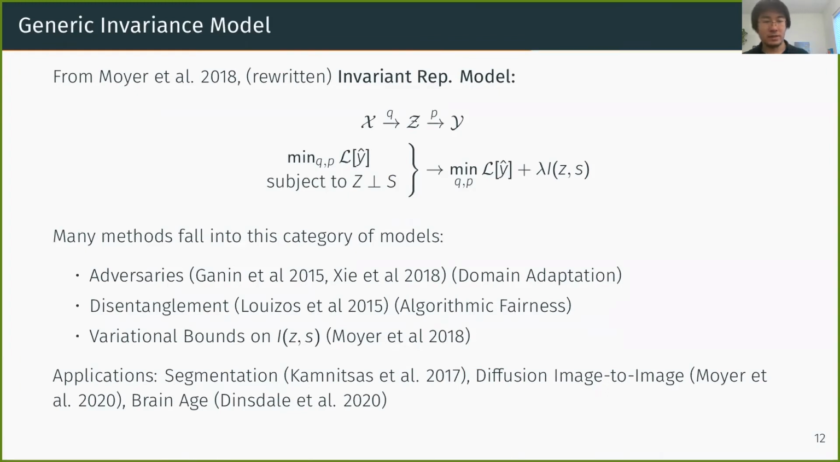So this is a whole class of harmonization or domain invariance methods for deep learning. We had adversaries, there are disentanglement methods, some of which appeared at MICCAI last year as well, and variational bounds, which is our 2018 paper. And these are all in the same class of remove information from Z, right? And so people have used this for segmentation, image to image, as well as brain age.